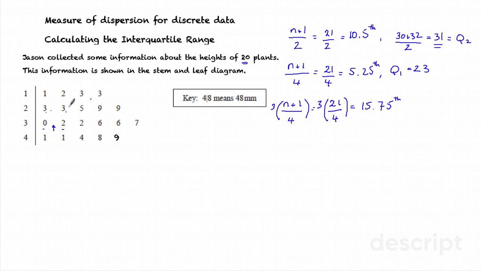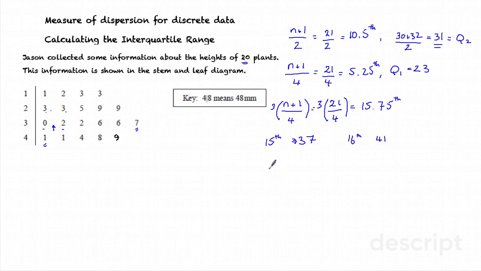1, 2, 3, 4, 5, 6, 7, 8, 9, 10, 11, 12, 13, 14, 15. So there's my 15th value. And that's my 16th value. The 15th value is 37. The 16th value is 41. Now I need to go 3/4 of the way along between those two values.